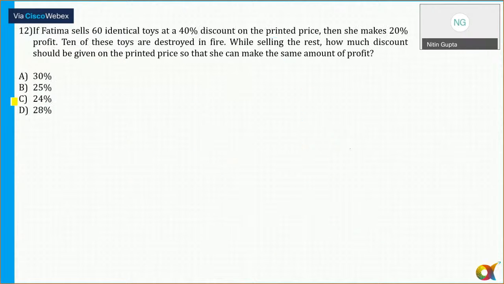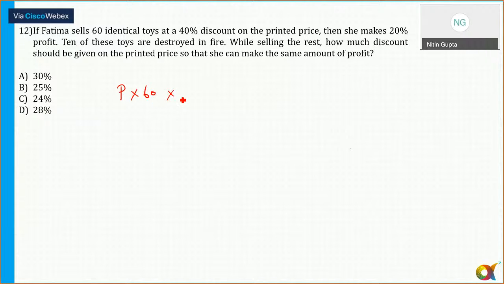Question number 12. Okay. Now I'll discuss my approach, how I have done it. So Fatima sells 60 identical toys at a 40% discount. Let's say for one toy, the printed price is P, and she sold 60 identical toys. So 60P is the total MRP at a 40% discount.